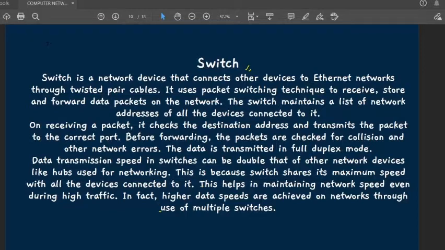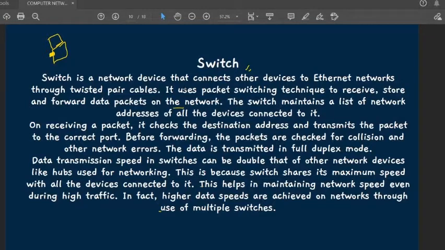I've already told you that in a PC we have one NIC card, or NIC port, where we can connect the Ethernet cable or twisted pair cable. But if we want to connect with more than one Ethernet network, then we can use a switch. What is it used for? It is used for connecting devices. It uses the packet switching technique to receive, store and forward data packets on the network.